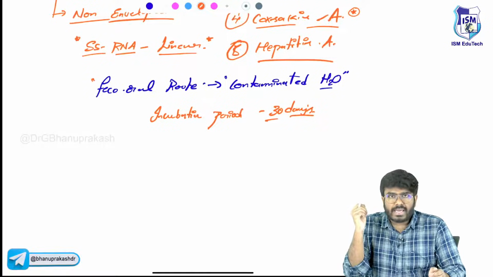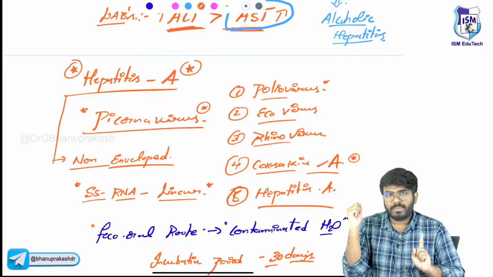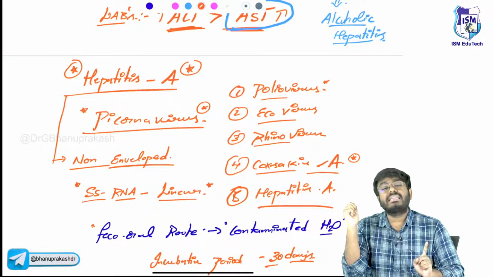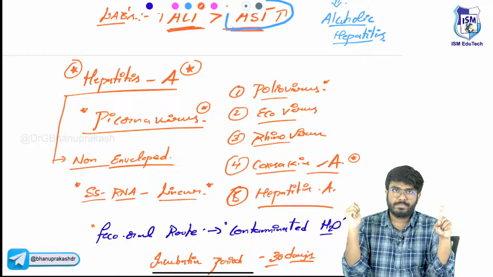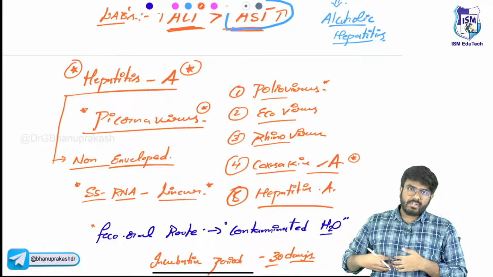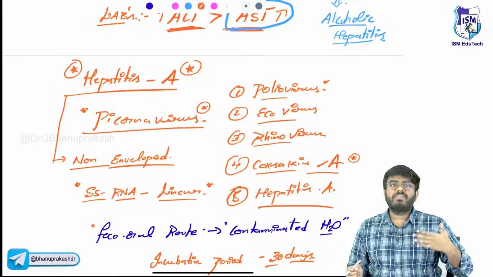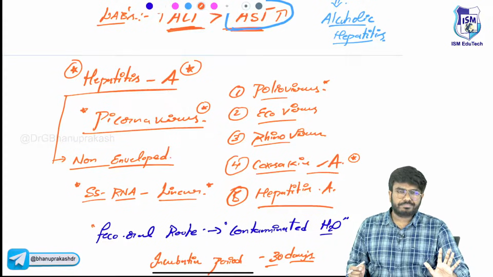Now, how to make the diagnosis? Hepatitis A, I have told you in the beginning itself, hepatitis A and hepatitis E never cause chronicity. They are acute infections. They attack the liver and cause damage to the liver. After some time, they will resolve automatically. Most of the time this will be asymptomatic.